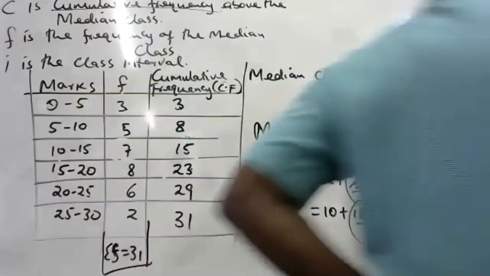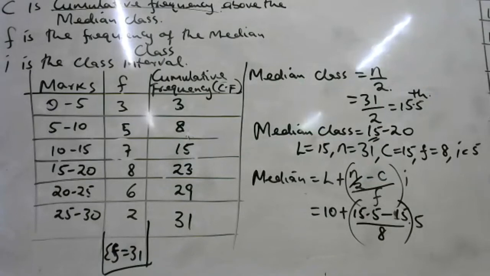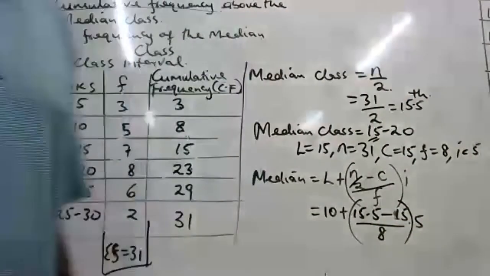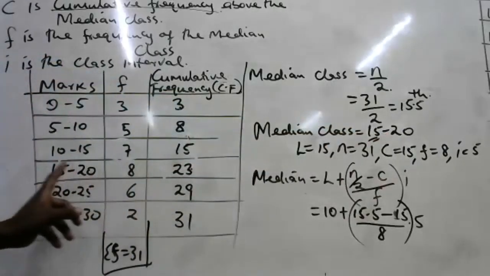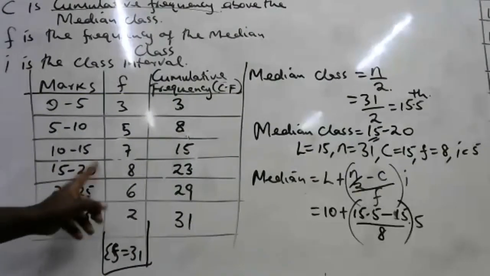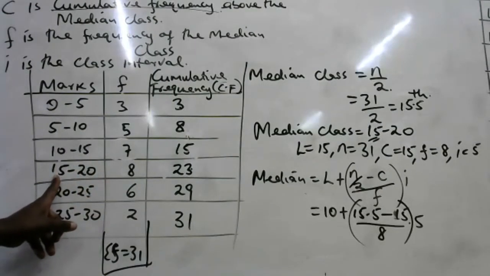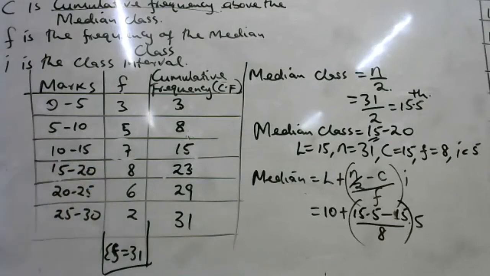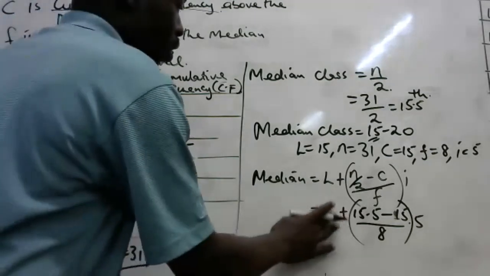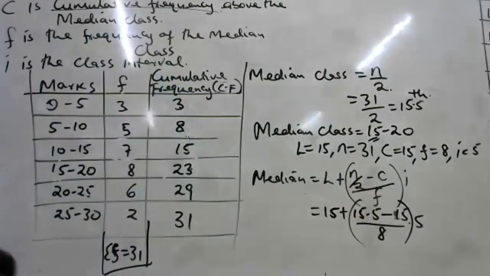After that is said and done, let us see this question. Is L 10 or 15? It is 15 because this is the class. We have said 15 to 20, that is, we have changed. Actually, our median class is 15 to 20. The lower limit of that class is 15. So this is the lower limit, and this is the upper limit. You get the lower limit, which is 15. But you have indicated it is 10. Oh, I did not have that. It's 15.